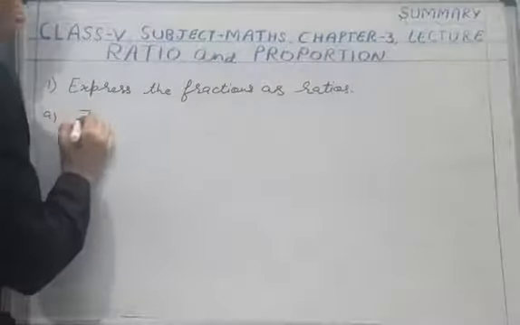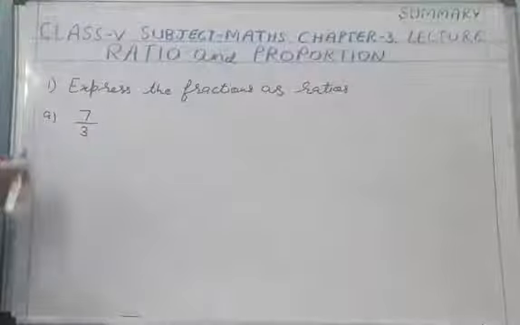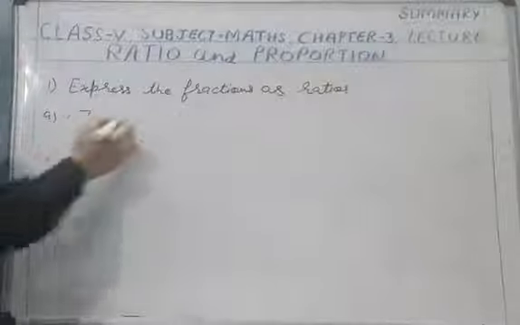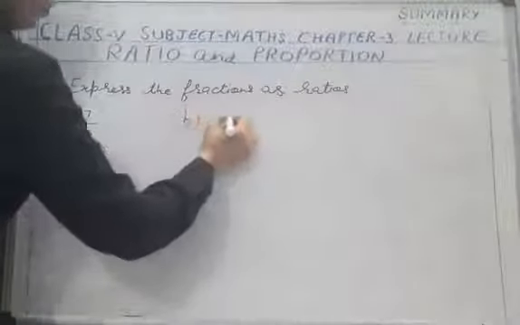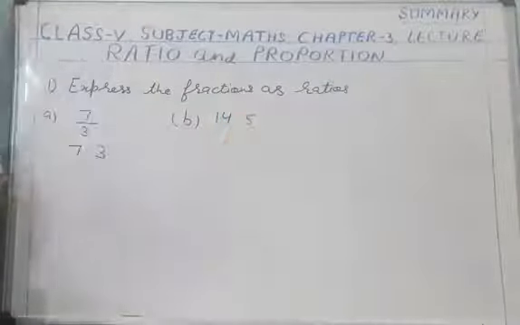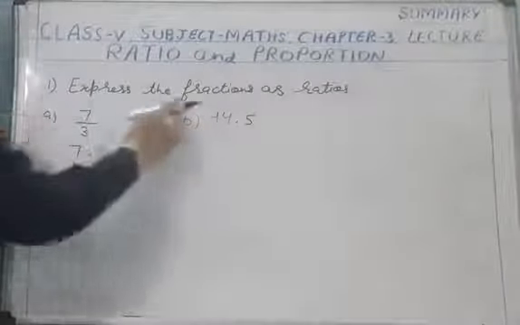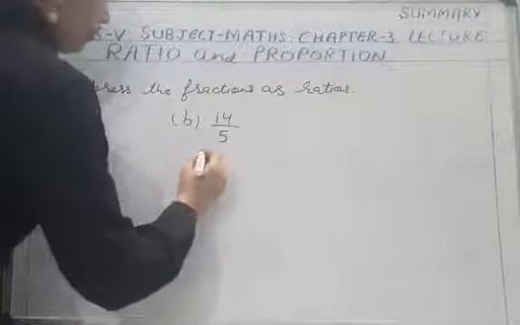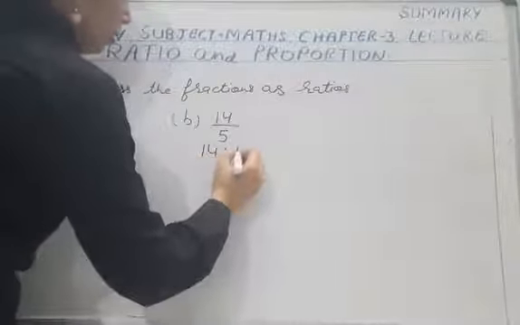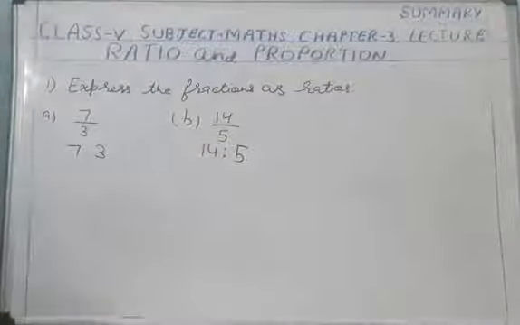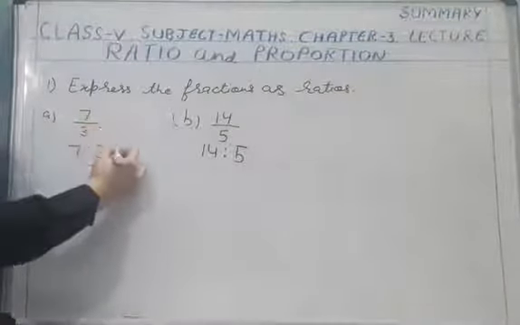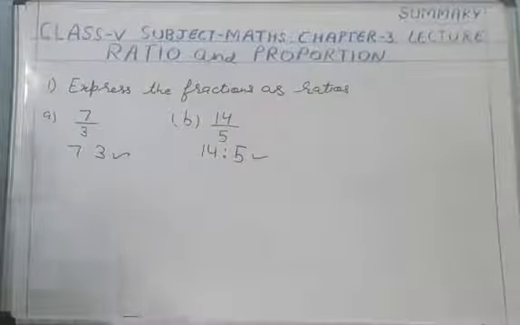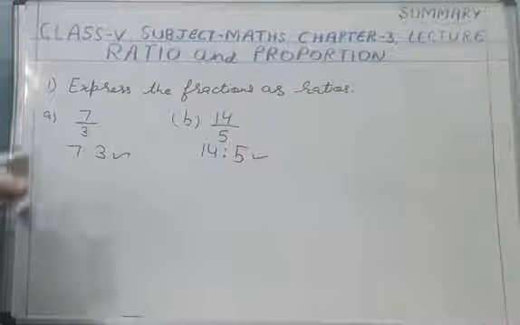If any fraction is given, 7/3, then in the form of ratio it can be written as 7/3. Similarly, if we take 14/5, a fraction given to us, then in the form of ratio it will be written as 14/5. So these are the fractions which are converted into ratio. Understood? Now our next question is, express the ratios as fractions.